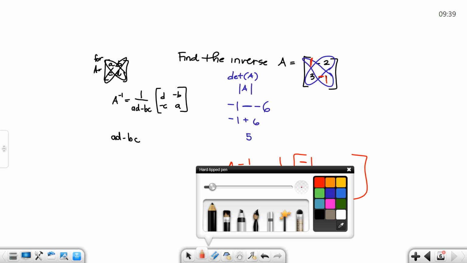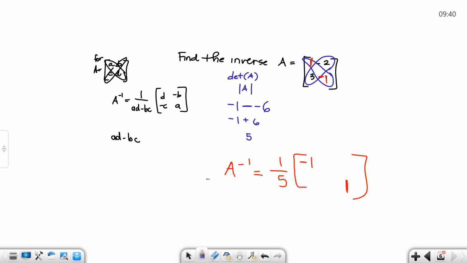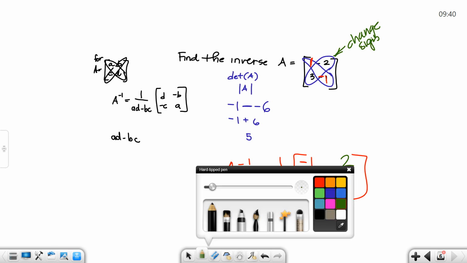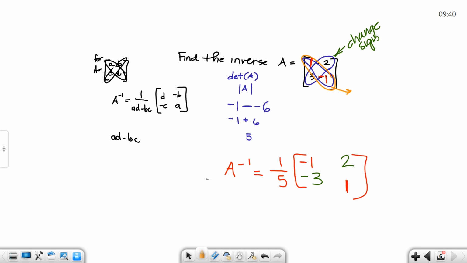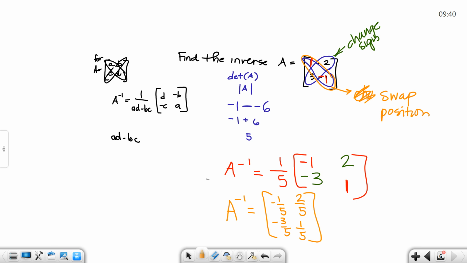Now, the secondary diagonal, you do change the sign. So instead of a -2, it's going to be a +2 and a -3. So this group, you change the sign. This group, you change their position, swap position. Okay, and so we'll clean it up. A inverse equals -1/5, 2/5, -3/5, 1/5. Bingo, super fast.